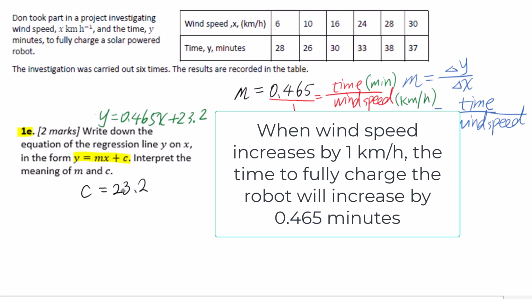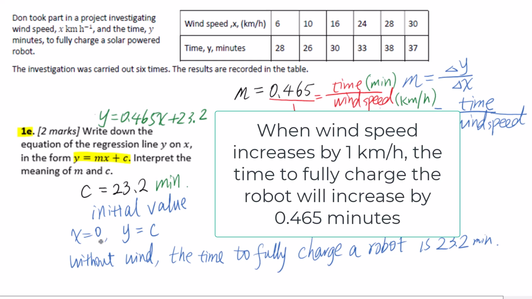For y-intercept, units will be 23.2 minutes. Y-intercept will be initial value. When x equals 0, y equals c. In this question, x equals 0 means that the wind speed is 0. In other words, without wind, the time to fully charge a robot is 23.2 minutes.